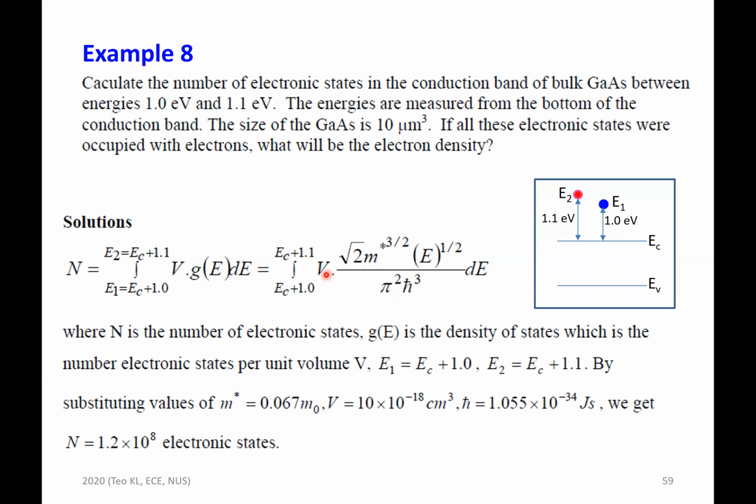The volume is here, so you can plug in all the values: the volume, the size, and the effective mass, which in gallium arsenide is 0.067 m naught. Then you integrate from 1 to 1.1. After integration, your EC will cancel off, so you will get 1.2 times 10 to the power of 8 electronic states.